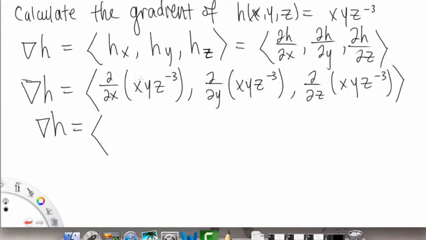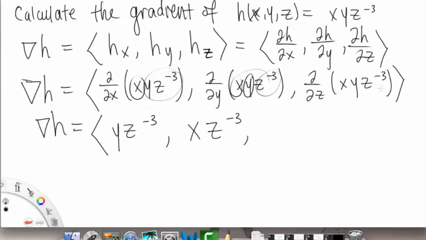For this first one, we're looking at x as our variable, and the other two are our constants, right? So the y times z to the negative 3 would come out. For the next one, we're looking at y as our variable, and the other ones are just constants. So we would just get y to the 1 power, and since it's y to the 1 power, we would just take out the coefficients. So that would be x times z to the negative 3.